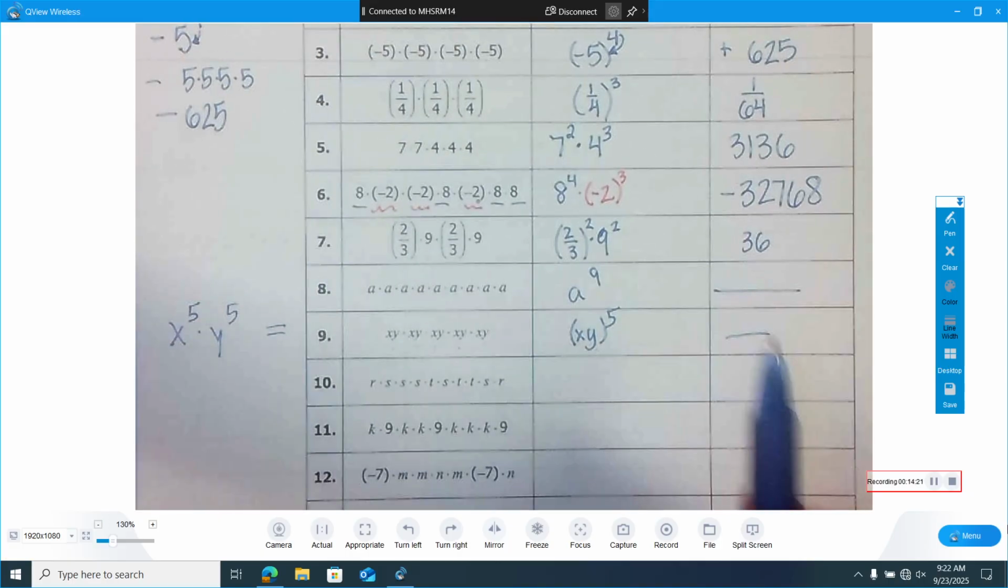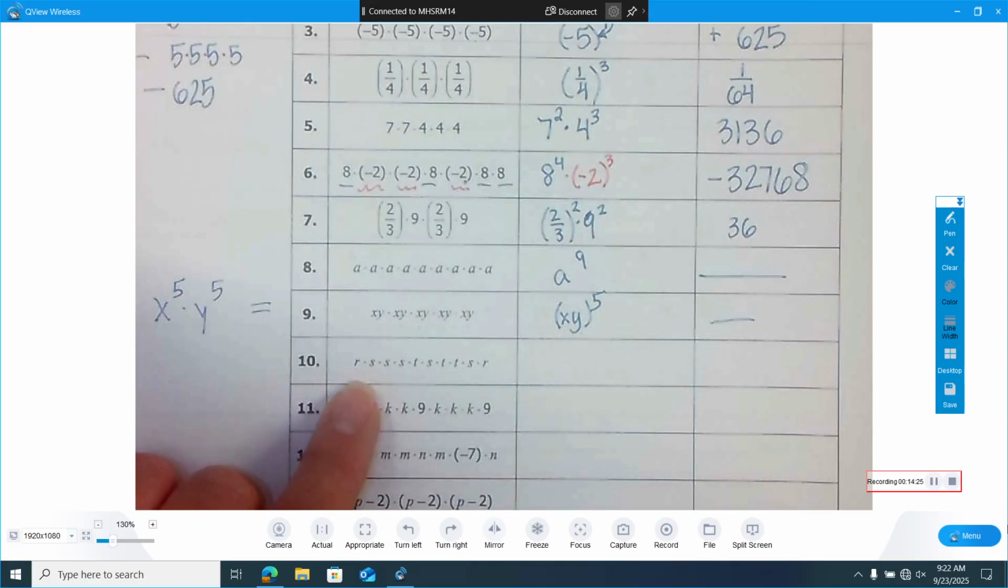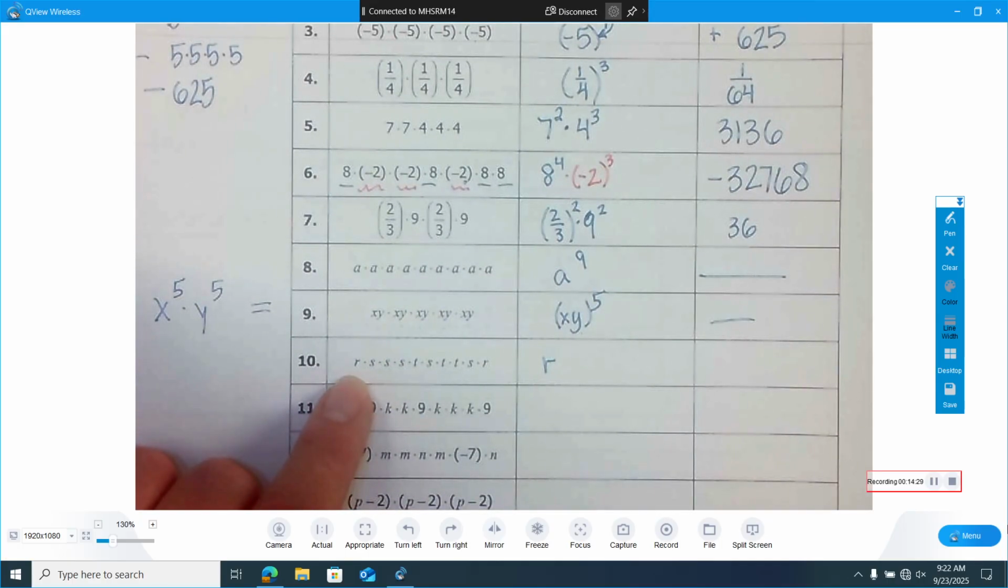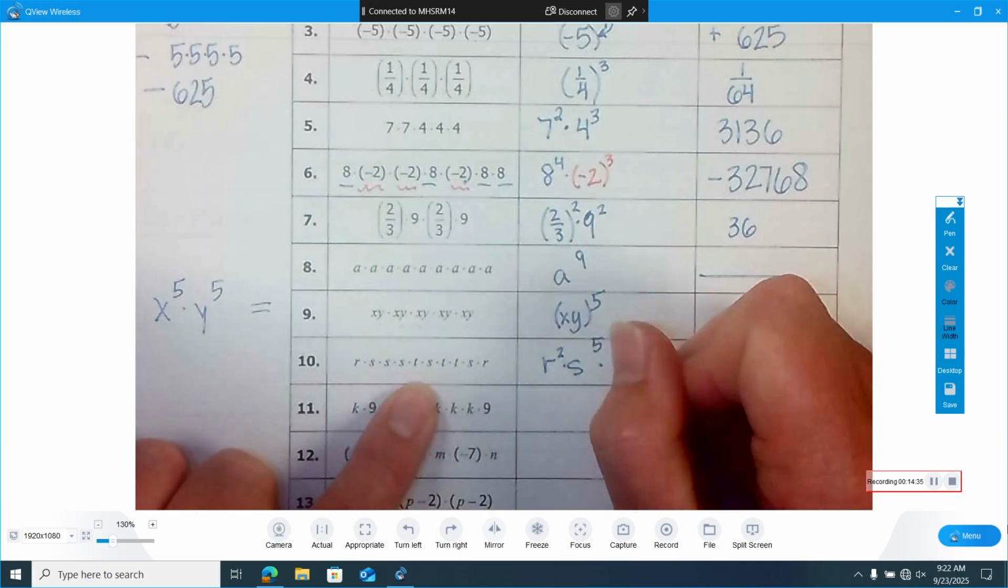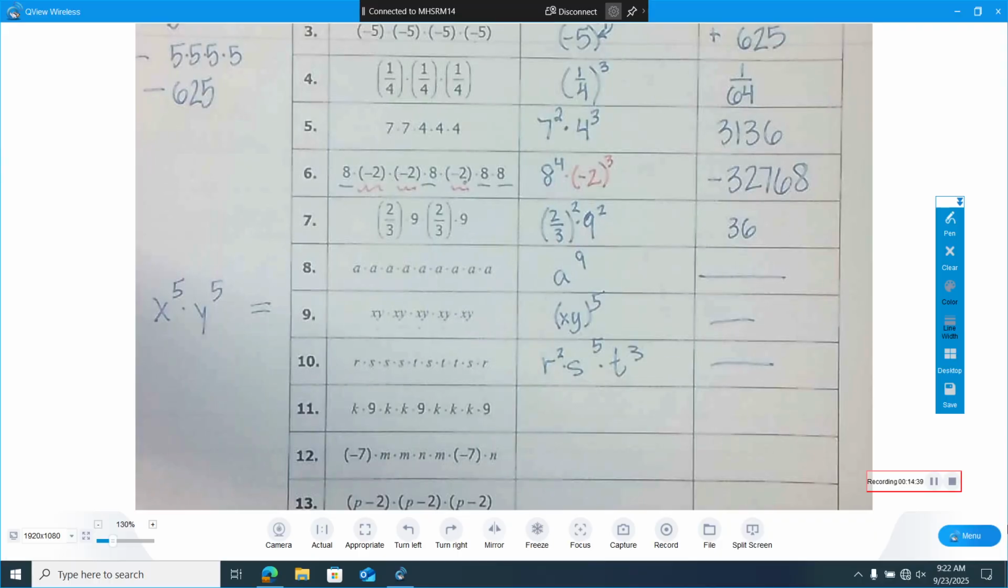All right, we have a couple of letters here on number 10. What's the first letter you want to use? R to the second, times S to the 5th, times T to the 3rd. Can I evaluate it? No.